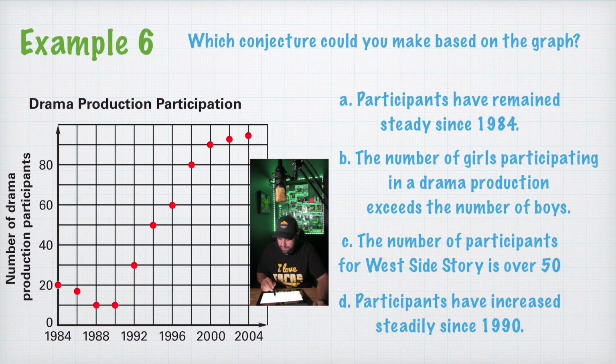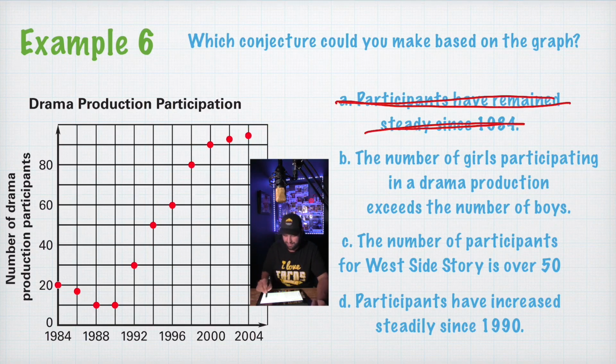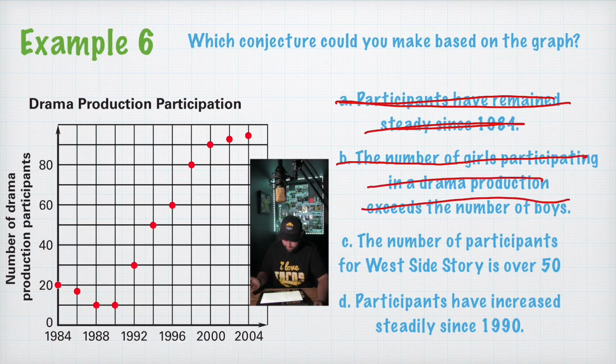A, participants have remained steady since 1984. So in 1984, it was at 20, and it dropped down, and then it went up, and it's kind of leveling out. I'm going to tell you, not true. It has obviously not remained steady with this drop and climb. B, the number of girls participating in drama production exceeds the number of boys. I don't know how we'd know that because our graph doesn't say whether it's boys or girls. So once again, this is not a true statement. I mean, it could be, but we don't have the information to actually know that.